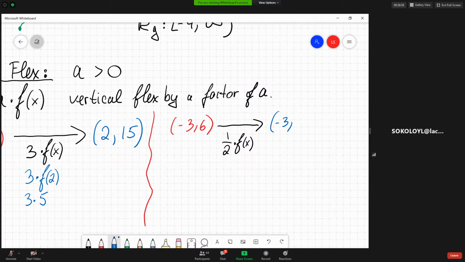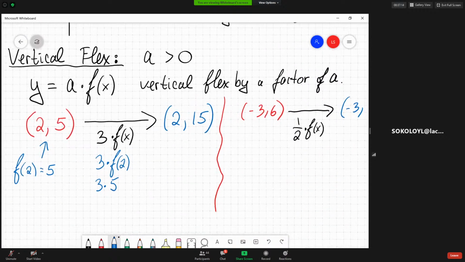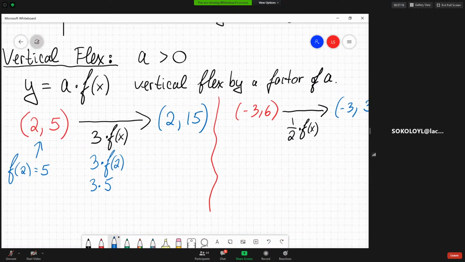But as I would plug it in, this tells me that the original y value, f of x, gets multiplied by a half. 6 times 1/2 would give me 3. And you can kind of see that based on what your a is. If your a is greater than 1, then this flex becomes a stretch. If a is less than 1, then this flex becomes a shrink.